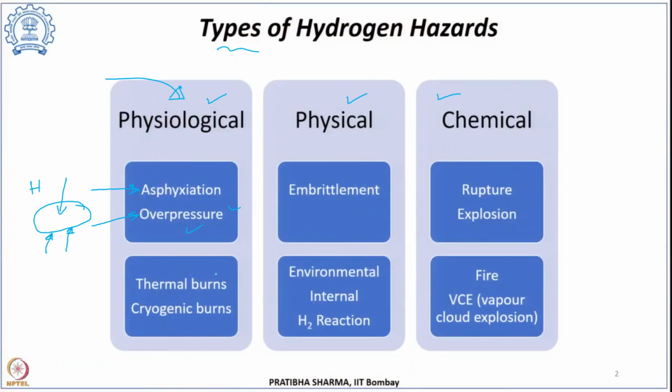These are all the things. And thermal burn: due to the high temperature and heat of the hydrogen explosions, it can create some burn on the human skin. Okay, and cryogenic burns are also there. That means low temperature burn; this is the high temperature burn.